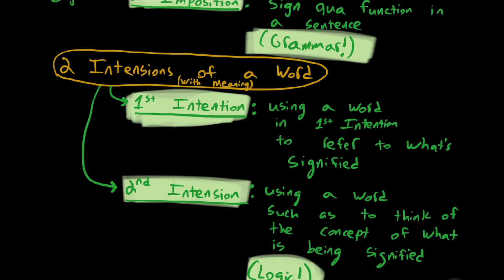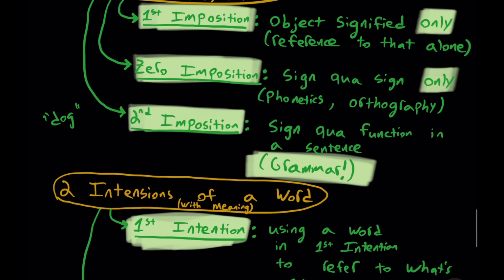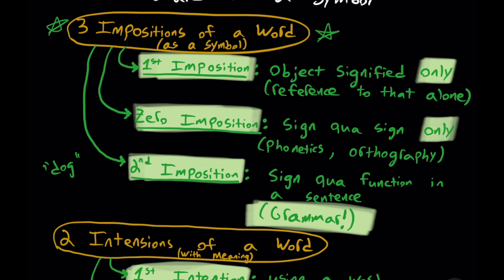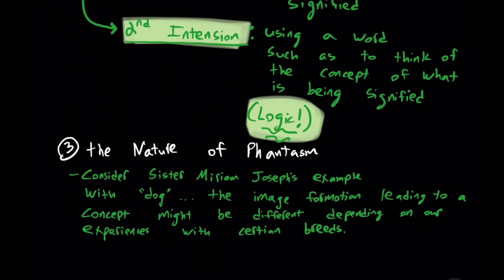Now, Sister Miriam Joseph tells us that ambiguity arises with second intention, first intention, second imposition, zero imposition, first imposition, because we can use words in ways that it's not clear in what manner we're using them. But also we can be at these intermediate stages in a confusing way, which brings about an ambiguity. Moreover, simply the nature of the phantasm can cause an ambiguity in a certain sense. So consider Sister Miriam Joseph's example with dog. The image formation leading to a concept might be different depending on our experiences with certain breeds. And this may taint our use of the word. And that word, of course, is tied very deeply to our concept of what a dog is. And that concept was formed with the phantasm.